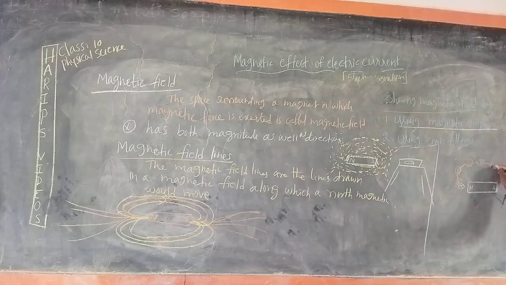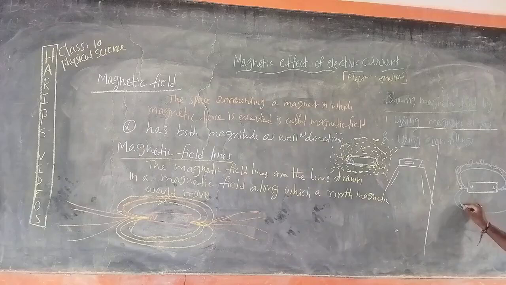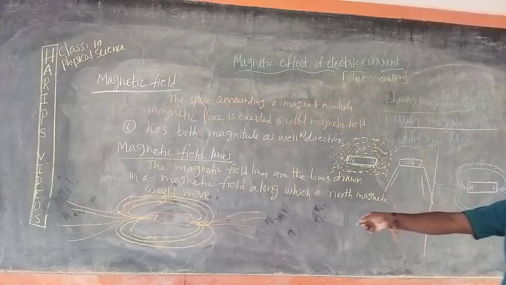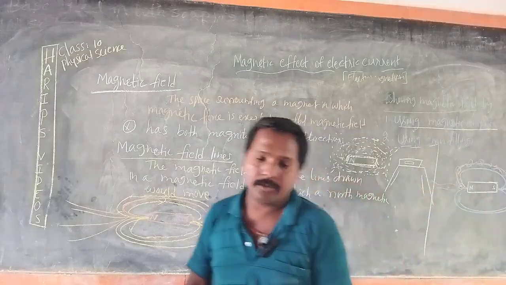Similarly, whenever we join all the points, we get a line. Similarly, on the other side, we get a line. We get this type of pattern.